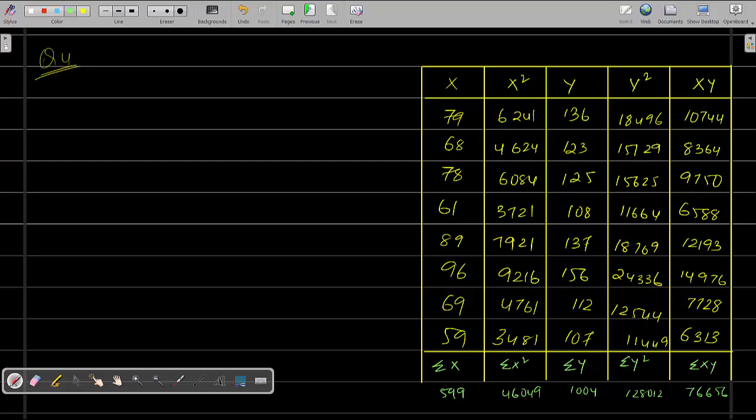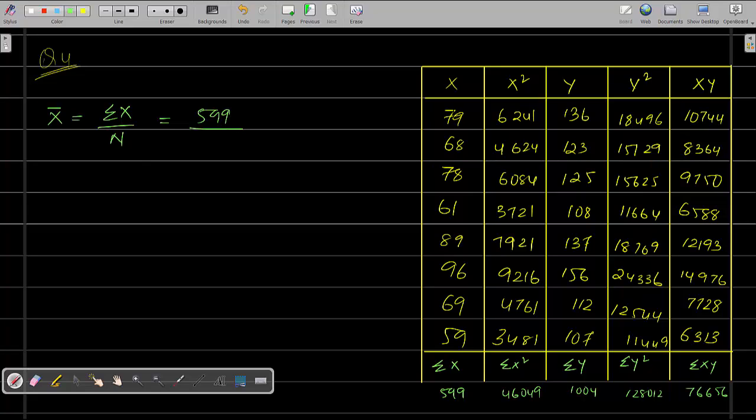So in the formula, you have x bar and y bar, that is the mean of x and y. So let's find out the mean. Okay, x mean is equal to sigma x by n. This is how we find the value of mean, right? So here 599 is our sigma x.